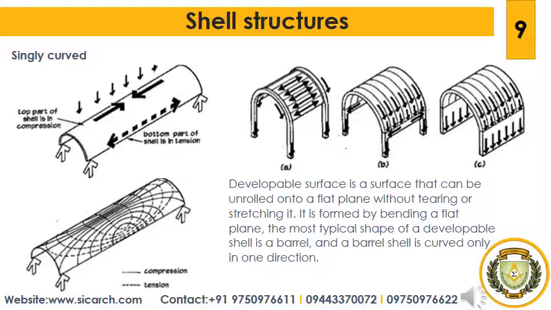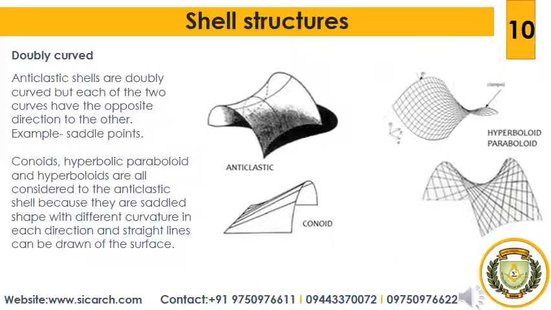So next is non-developable surfaces, or doubly curved. The examples are sphere or hyperbolic paraboloid.